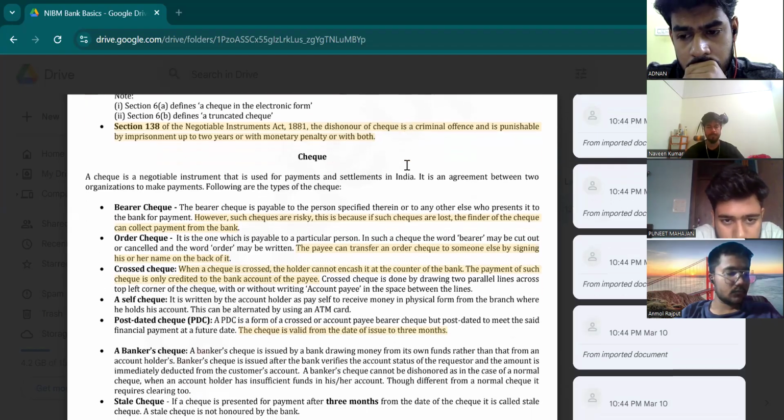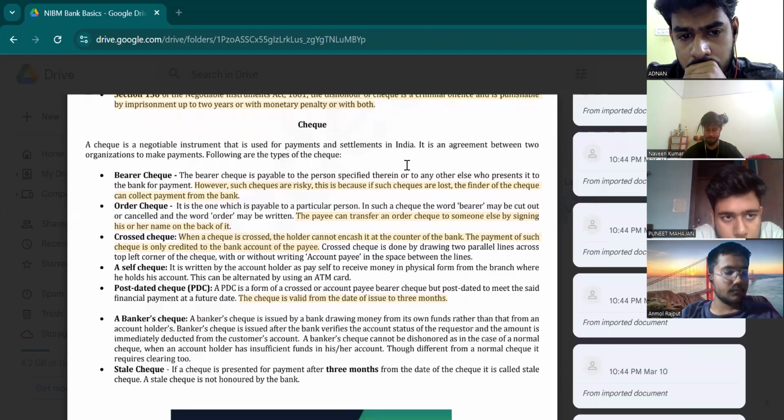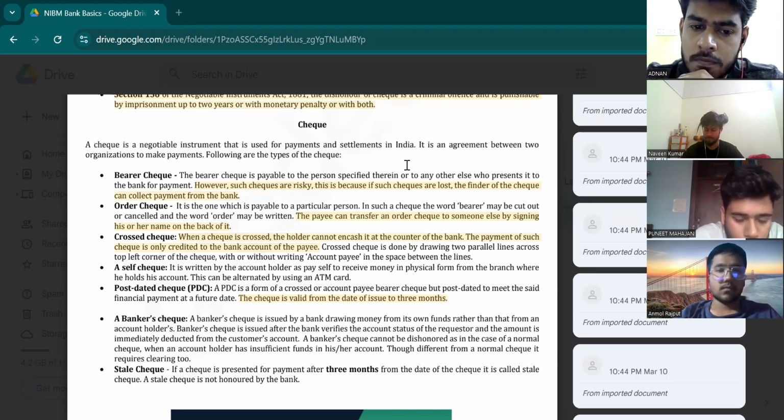There are different types of checks. No need to understand the different types; you only have to get what a check is. A check is a negotiable instrument under the Act of 1881. And many holidays are being offered to bank employees under this act also. You must have heard that this has been declared a holiday under the Negotiable Instruments Act.